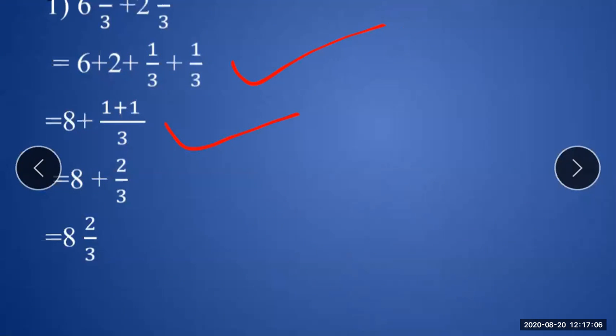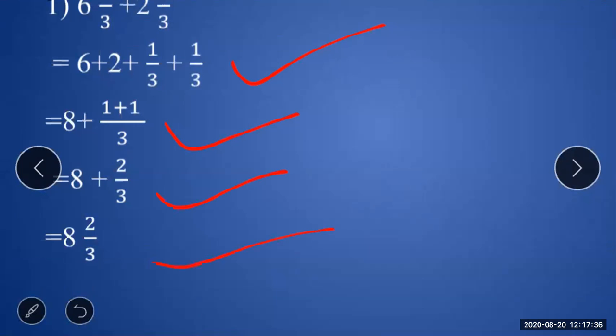After that, you are going to add 1 plus 1, which becomes 2, upon 3. So you will write 8 plus 2 upon 3. Next, your last step is removing the addition sign. After removing the addition sign, your final answer is 8 2 upon 3. See, very easy steps. First, you add the integral part, then you add the fractional part.